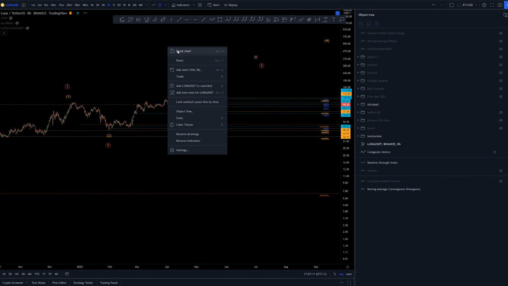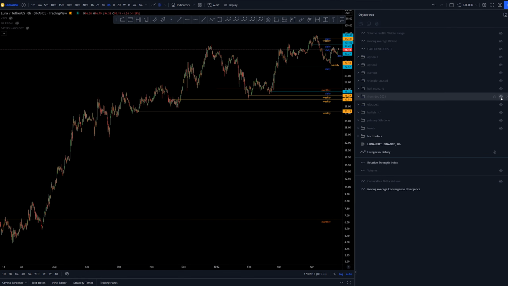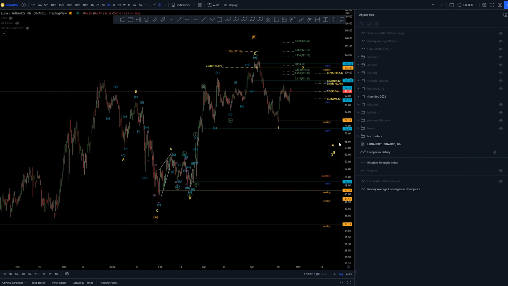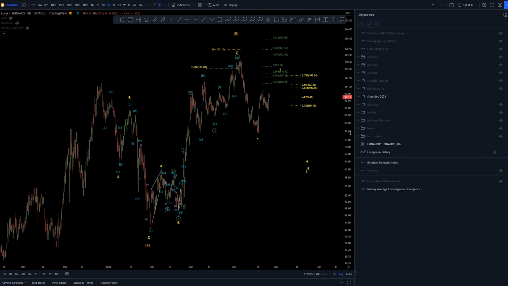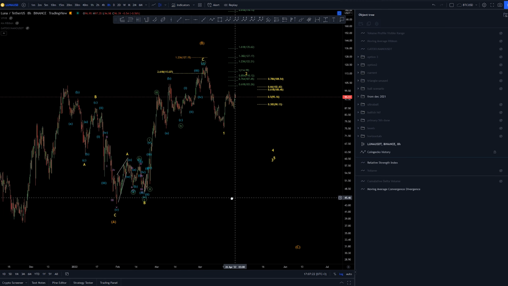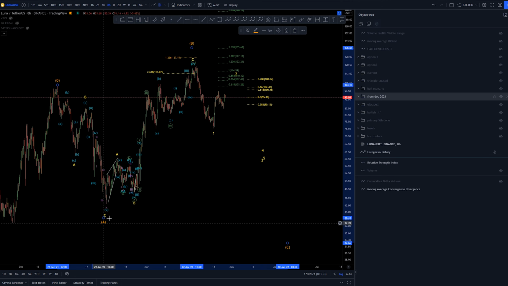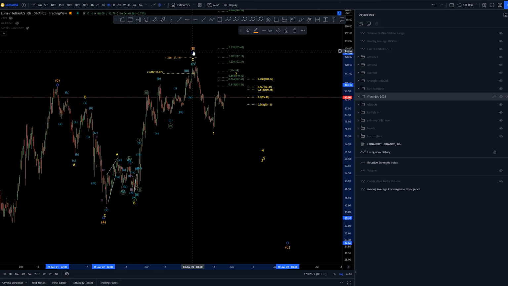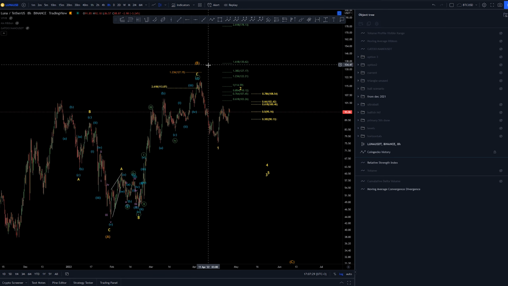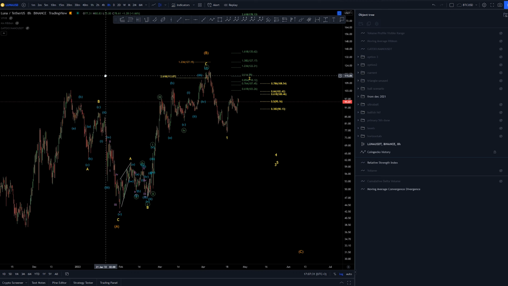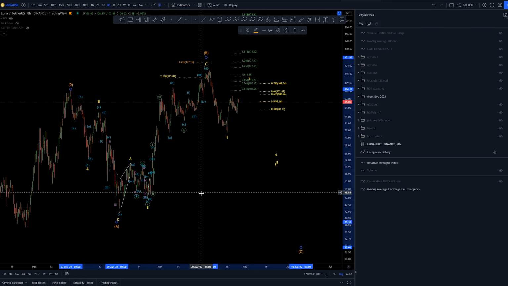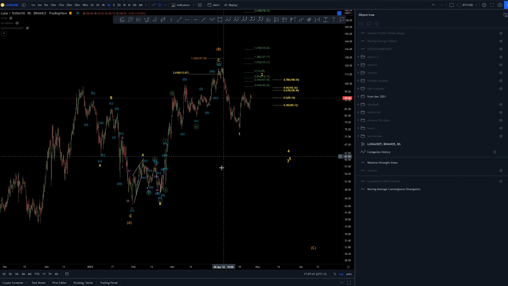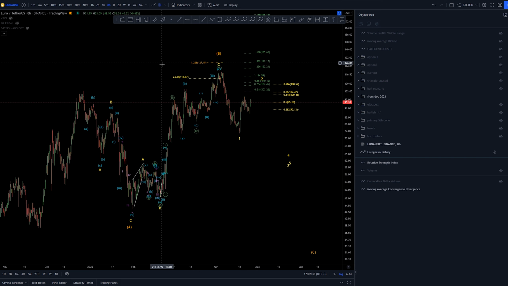Let's jump in a bit closer and start analyzing what we currently see is happening. So the idea here is that we've created an A wave, a B wave up here, and now we would be looking for a wave C. The first A wave was a zigzag here, and the B wave for intermediary would be another zigzag.